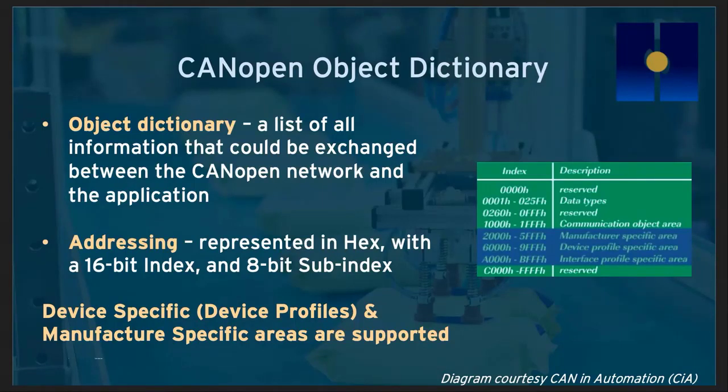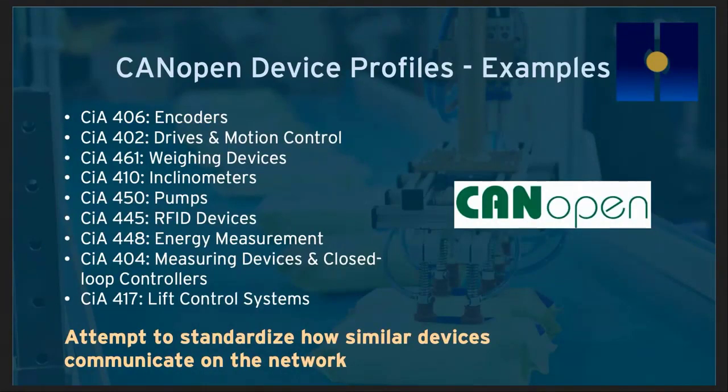So that's the CANopen Object Dictionary. Again, the glue between the application side, what the device does, and the networking side. And as I just alluded to, CANopen device profiles are one of the powerful features of CANopen, and I put a handful of them here on the screen. Everything from encoders to pumps to RFID devices to energy management devices like energy meters, to motion controllers, variable frequency drives. There's quite a few profiles available, and that's a very useful thing. It's definitely a valid attempt to standardize how similar devices from different manufacturers communicate on the network.